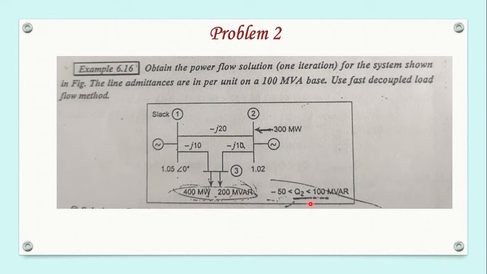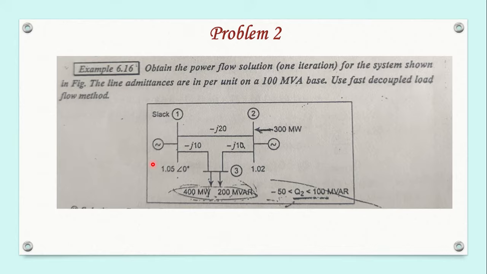And also it is given that minus 50 less than Q2 less than 100 MVAR. That means this is the reactive power limit for bus number 2. This is Q2. So bus number 2 is a generator bus, and we know that for generator buses, in addition to active power and voltage magnitude, the reactive power limit will also be specified.